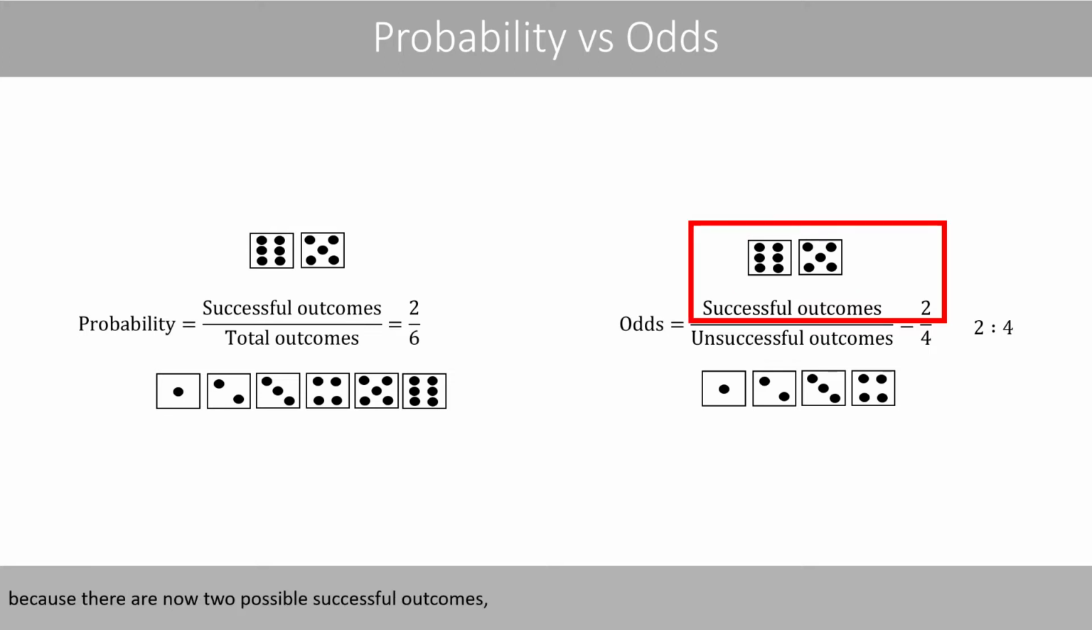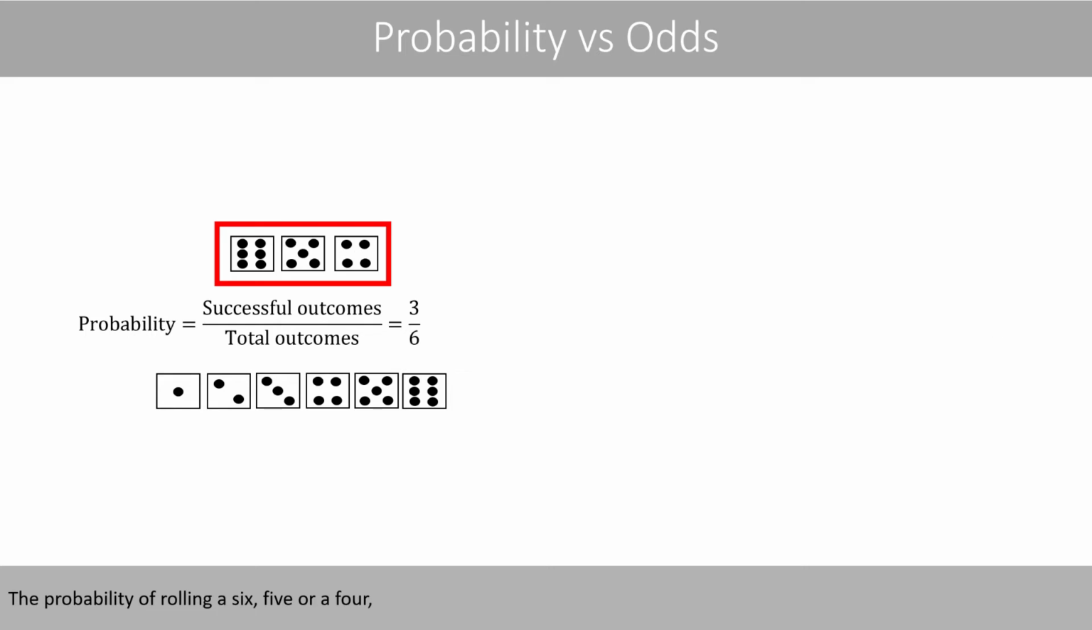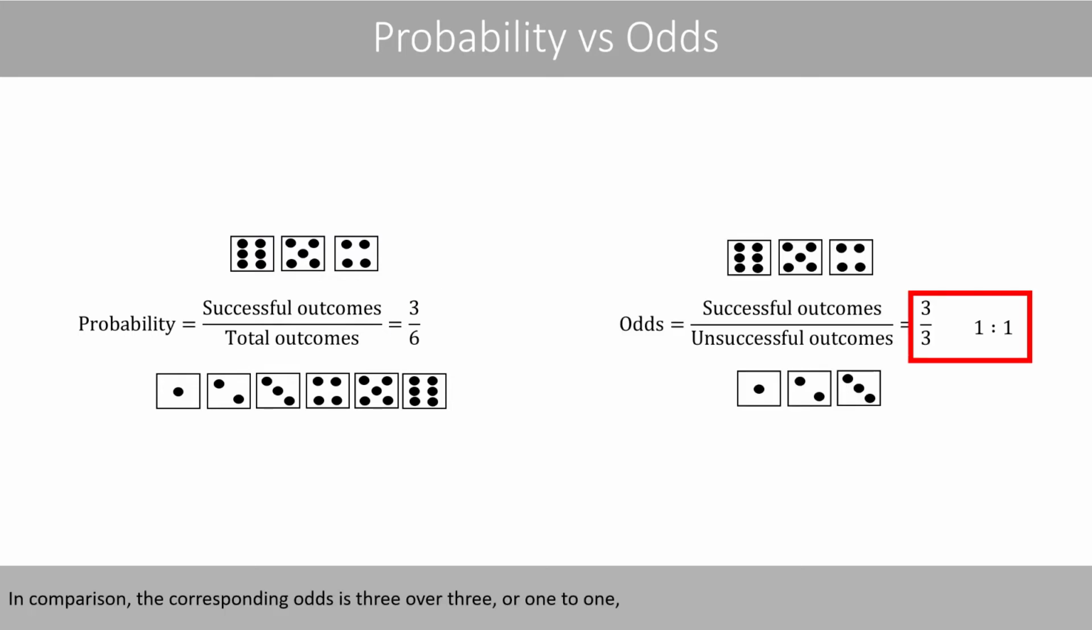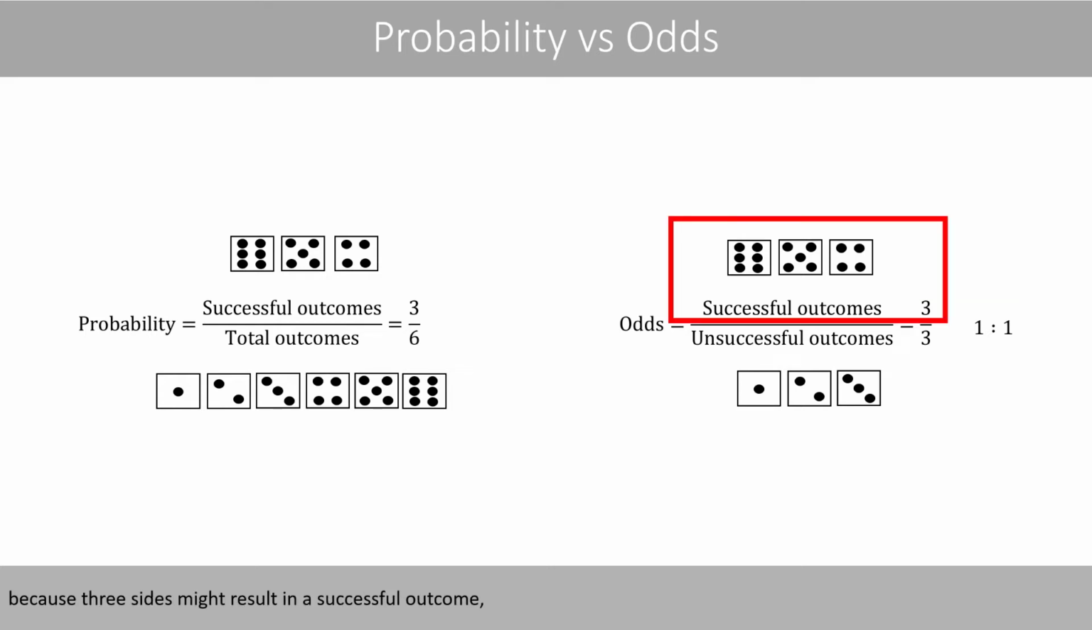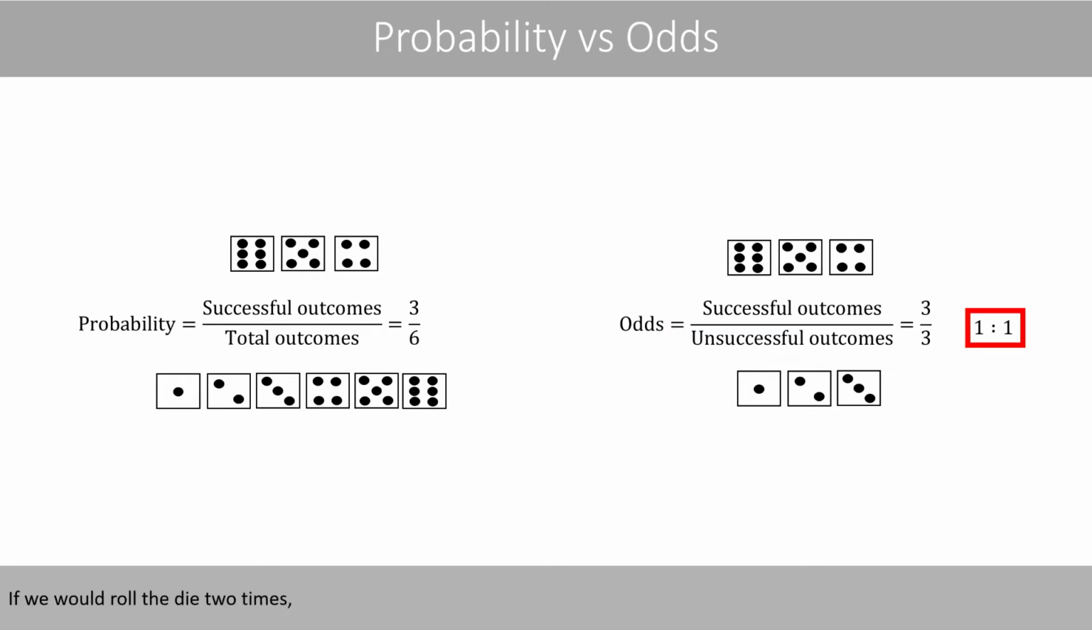Because there are now 2 possible successful outcomes and 4 possible unsuccessful outcomes. The probability of rolling a 6, 5, or a 4 is 3 over 6, or 50%. In comparison, the corresponding odds is 3 over 3, or 1 to 1, because 3 sides might result in a successful outcome, and 3 sides might result in an unsuccessful outcome. If we would roll the die 2 times, we would expect to get 1 successful outcome and 1 unsuccessful outcome.